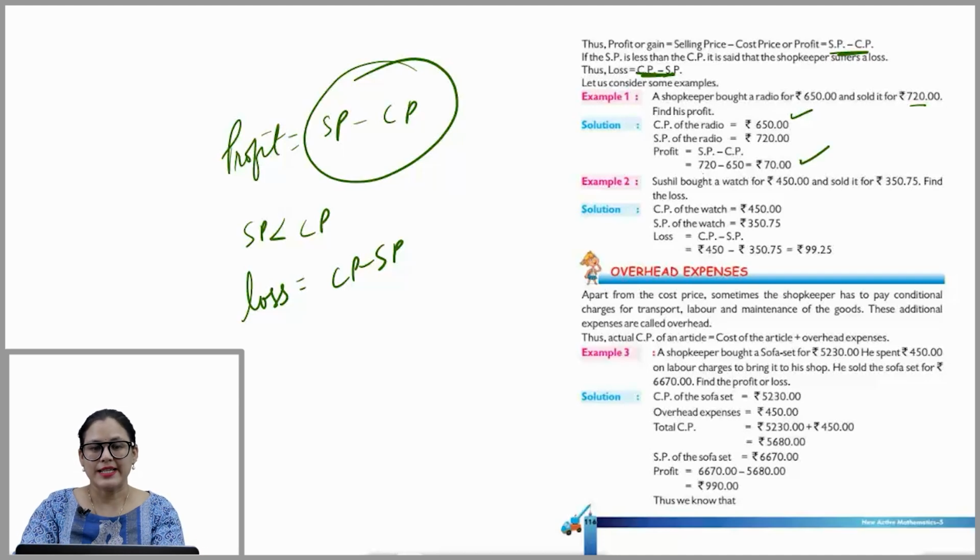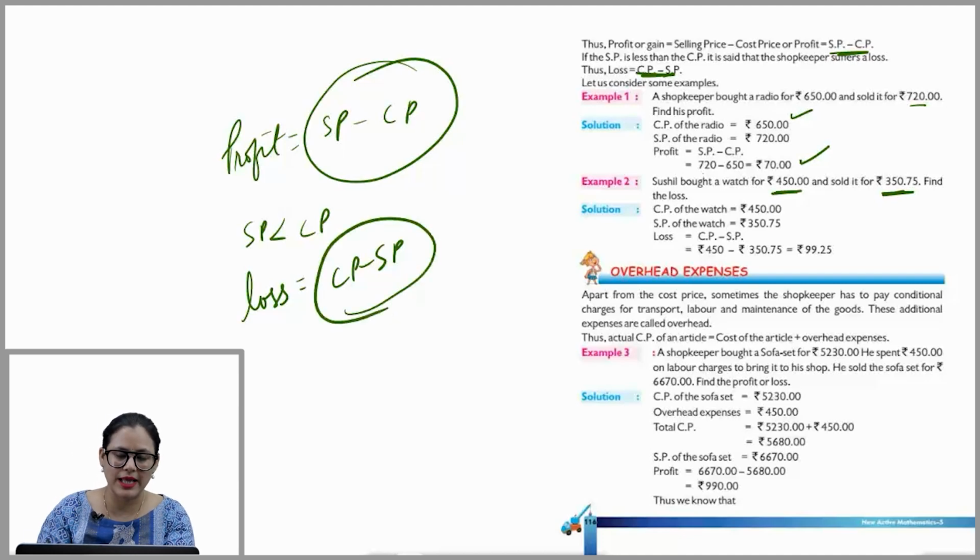Right. Example 2. Sushil bought a watch for rupees 450 and sold it for rupees 350 and 75 paise. Find the loss. Okay. 450, this is the CP and this is SP, selling price. Okay. So, we have to find out his loss. What will we do? We will use this formula, that is CP minus SP. Okay. So, we will subtract SP from CP, 350.75 from 450.00. And remember, this is in rupees.